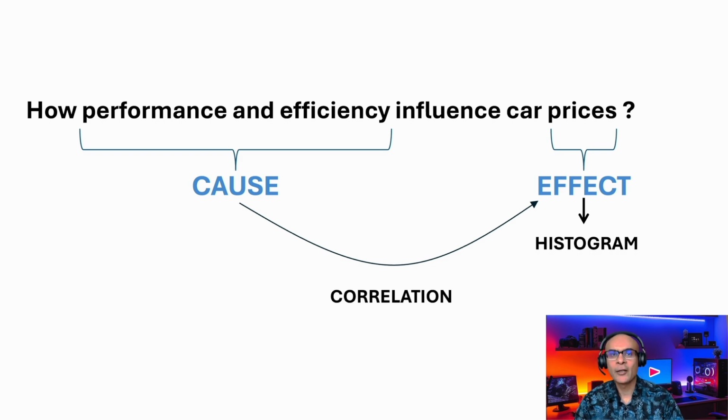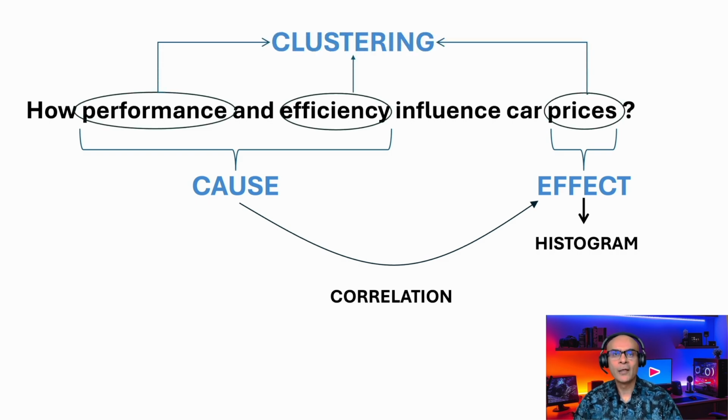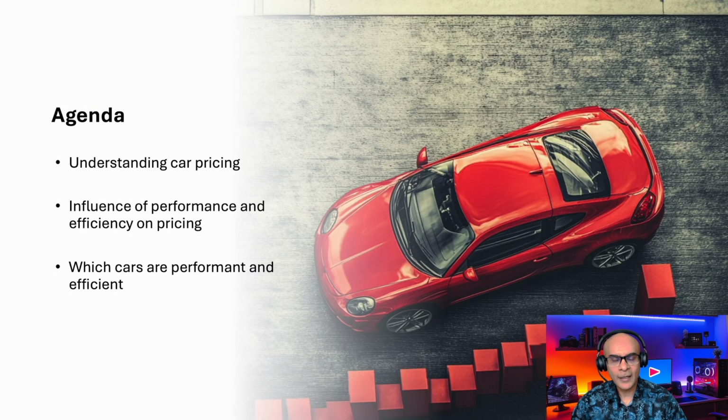On top of that, I can also add clustering, which will combine all three fields, the performance, the efficiency, and the price, and we can see which car is located in which cluster. So with this, I already have my agenda slide, which could have understanding the car prices, influence of performance and efficiency on the car, and which cars are performant and efficient. So my friends, you can already see the power of Chat, that it has not only helped us understand the data, but it has also given us a kickstart in creating the data story.